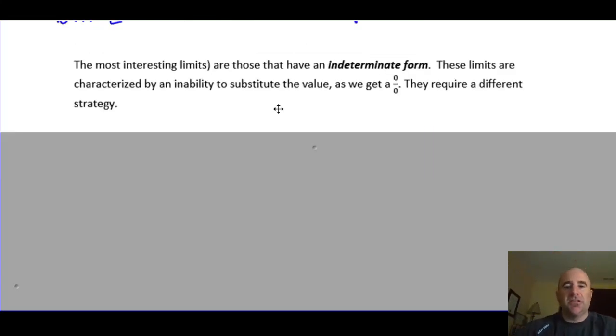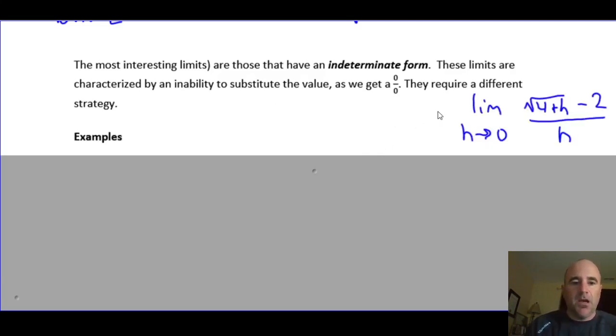So more interesting limits are those that have what's called an indeterminate form. These limits are characterized by an inability to substitute a value. It's when you go to substitute your variable and you just get 0 over 0. And we saw that when we were trying to calculate slopes of tangents. Let me bring up an example. At one point in time we were trying to calculate a slope of a tangent. We got this calculation right here. As h approaches 0, what happens to this? And sure enough, if you sub in h equals 0 here, you get the square root of 4, which is 2, subtract 2, which is 0, and a 0 in the denominator, so an indeterminate form.